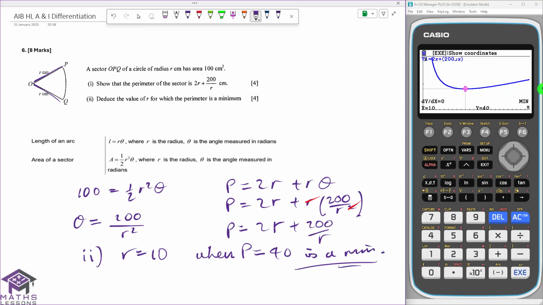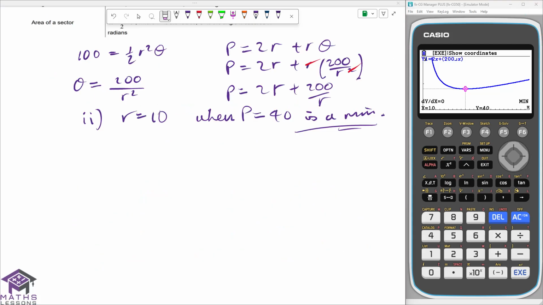Okay, and that's all you need to do to actually answer that question. Now I'm going to show you how you can do this if the question asks you to use calculus to solve this problem. We know that P equals 2R plus 200 over R, and we're going to differentiate this. I'm just going to use the dash notation for the derivative.